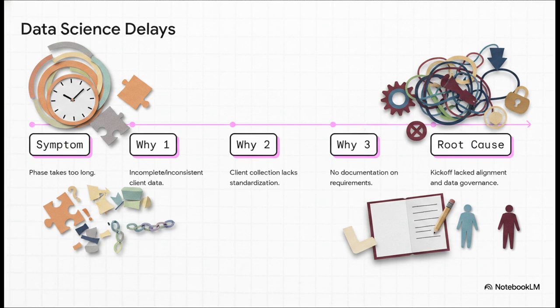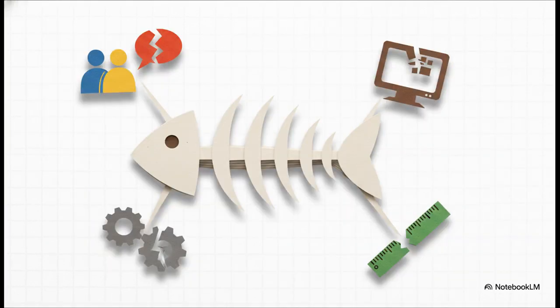And why was there no documentation? Because the project kickoff completely skipped detailed stakeholder alignment and data governance discussions. See how that works? Skipping that vital alignment at the start causes total chaos downstream. And this brilliantly illustrates what happens when we combine our frameworks.